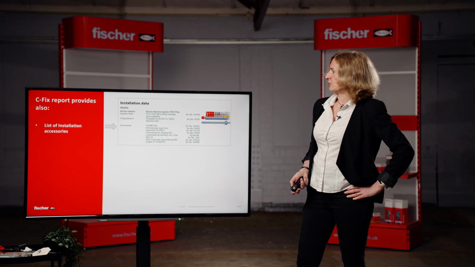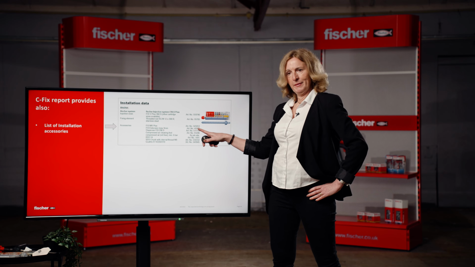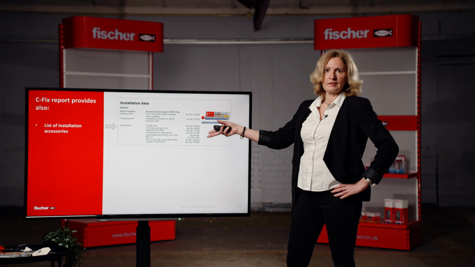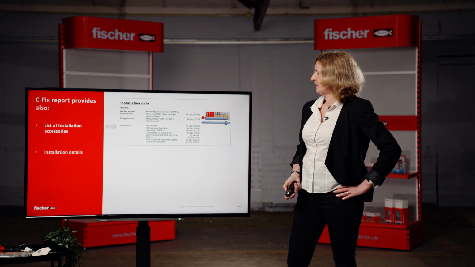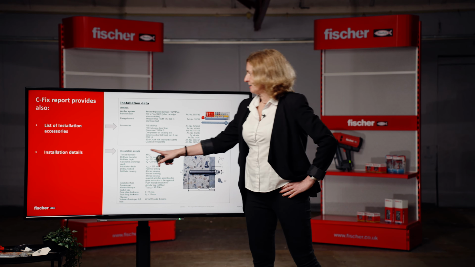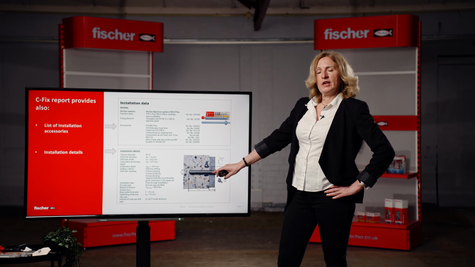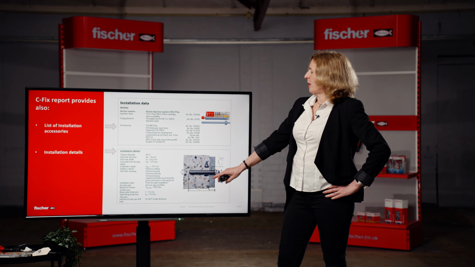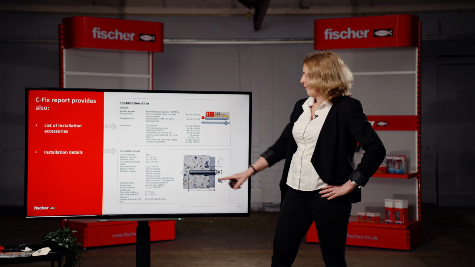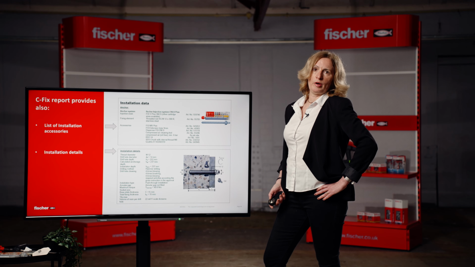And CFIX report provide also list of installation accessories with article number. So that will help procurement to get all important installation accessories as specified, and also guidance on installation. You have very detailed installation details. For example, in this case, we have the resin anchor. So we have information about the hole diameter, specified embedment depths, how much resin is required, and what is the correct installation torque to apply to the anchor.